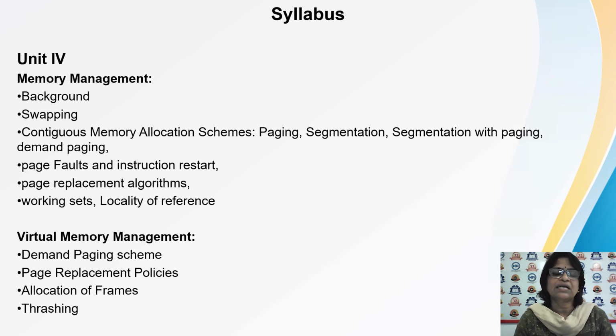So there are different schemes which are meant for allocation of memory to the different processes: paging, segmentation with paging. Then there is the concept of demand paging. Related to paging, there are certain page replacement algorithms. Once you understand the concept of paging, we can go for the page replacement algorithms. Then virtual memory management. You must have gone through the concept of virtual memory in the previous semester.